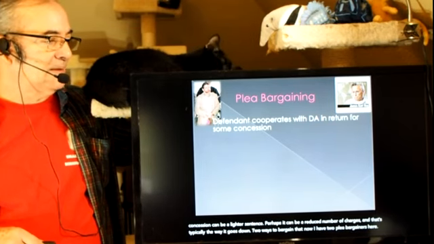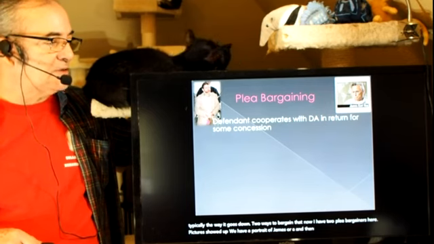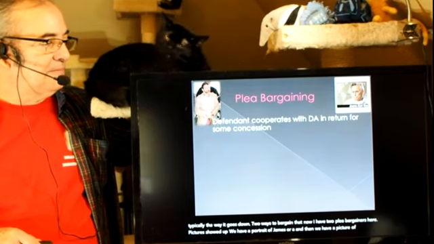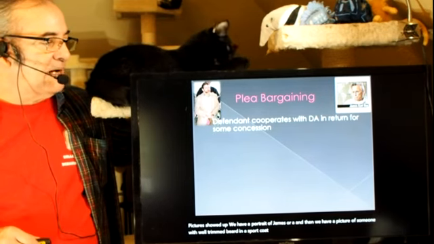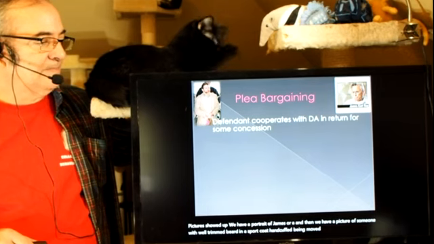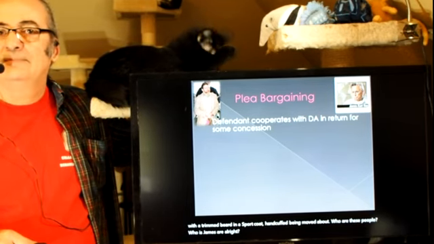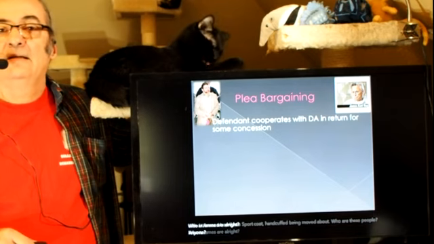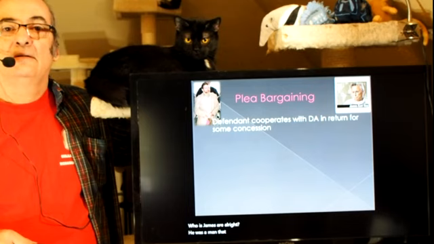Pictures showed up. We have a portrait of James Earl Ray, and then we have a picture of someone with a well-trimmed beard in a sport coat, handcuffed, being moved about. Who are these people? Who is James Earl Ray? Anyone? He was the man that assassinated Dr. Martin Luther King.